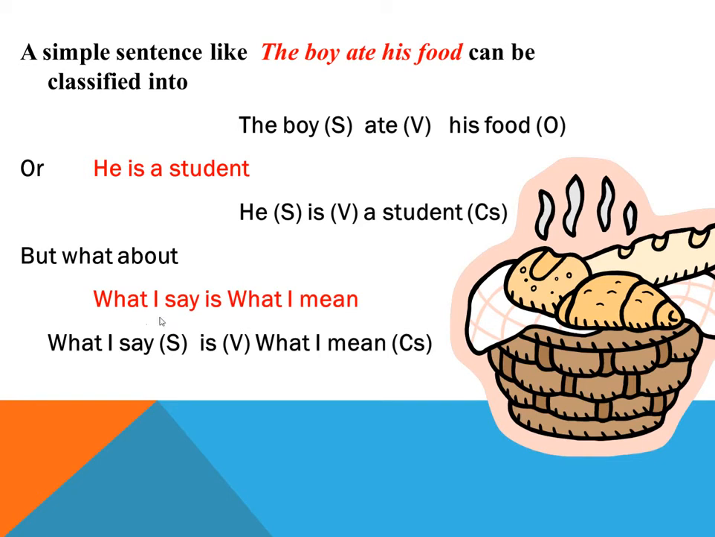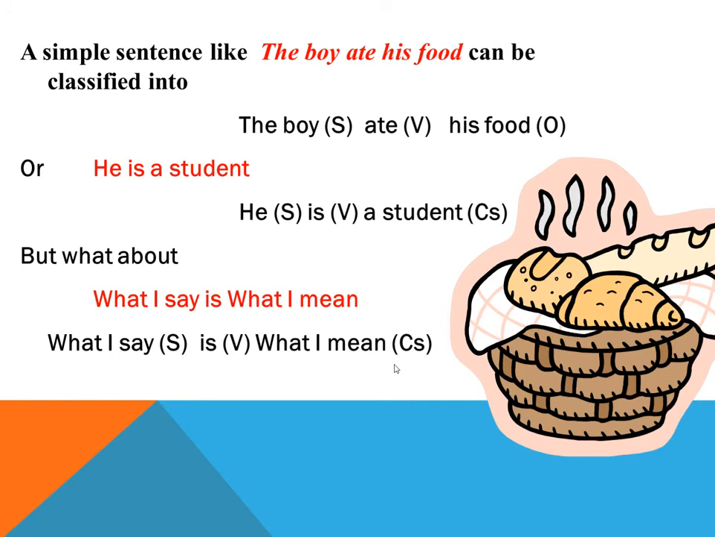In this sentence, we have three verbs. We have say, is, and mean. And you can see here that say is the main verb of the relative clause, what I say. And mean here is also the main verb of the relative clause, what I mean. So is is the main verb of the sentence. And what I say is the subject. Is is the verb. And what I mean is the subject complement.